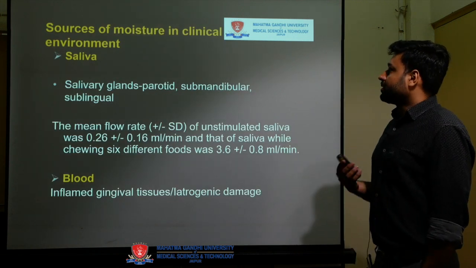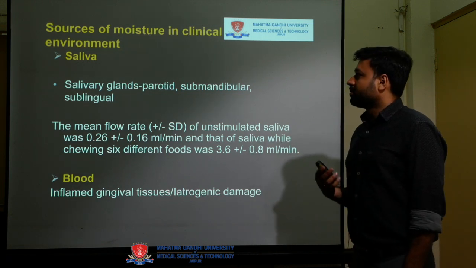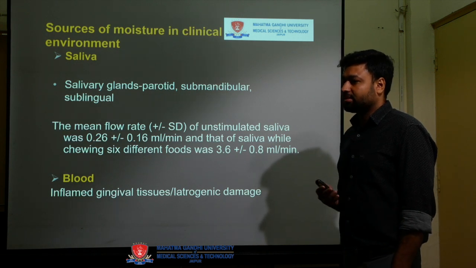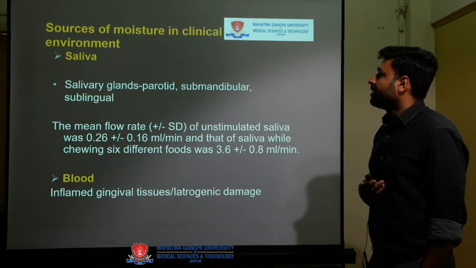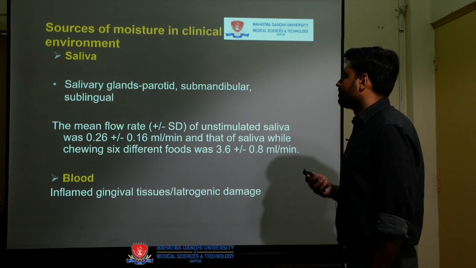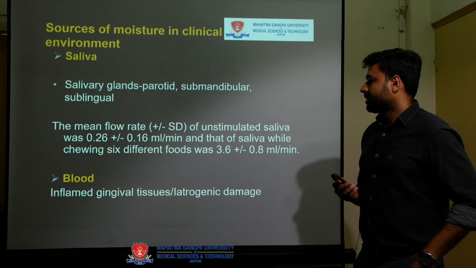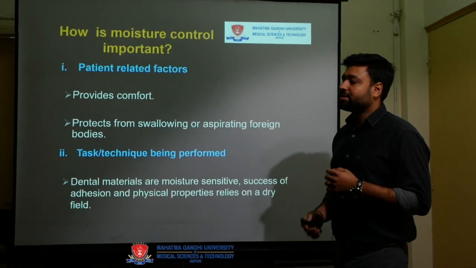So starting with the source of moisture in the clinical environment, that is the mouth. From where are we getting the moisture and the fluid? First and foremost is saliva. The salivary glands, we have the parotid, submandibular and sublingual glands. They are producing saliva all the time. Then the blood from the inflamed gingival tissues or iatrogenic damage.